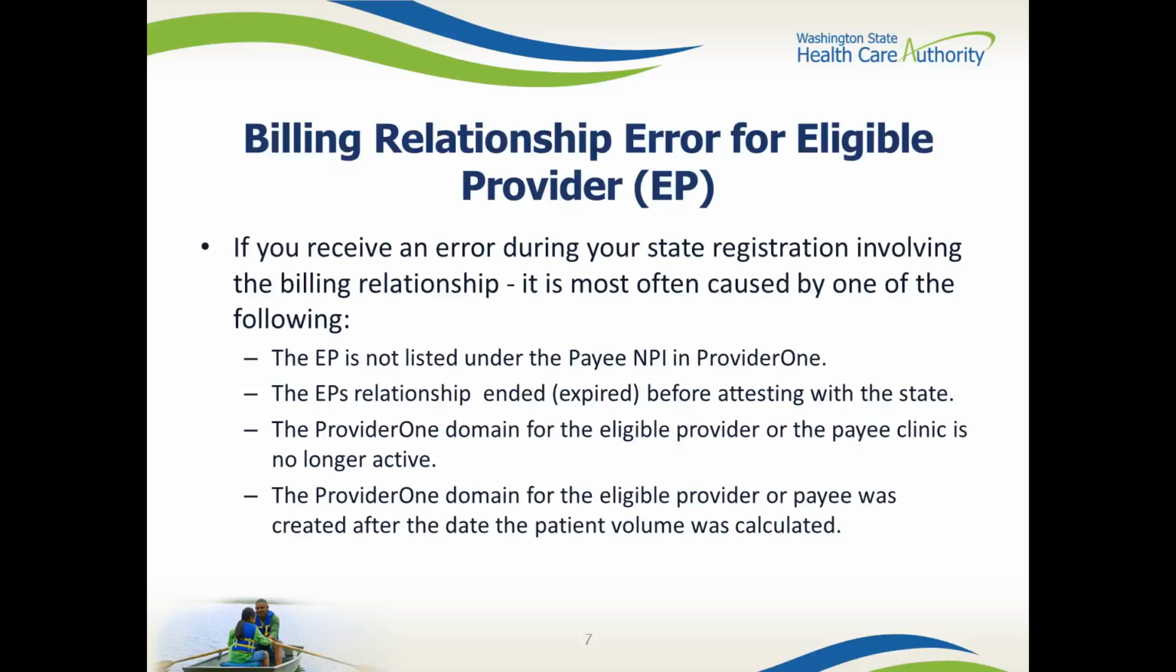If you receive an error during your attestation that informs you there's a problem with the billing relationship, it's most often caused by one of the following. The EP is not listed under the Payee NPI in Provider One as a servicing provider. The EP's relationship ended or expired before you attested with the state. The Provider One domain for the eligible provider or the Payee clinic is no longer active, or the Provider One domain for the eligible provider or Payee was created after the date the patient volume was calculated.